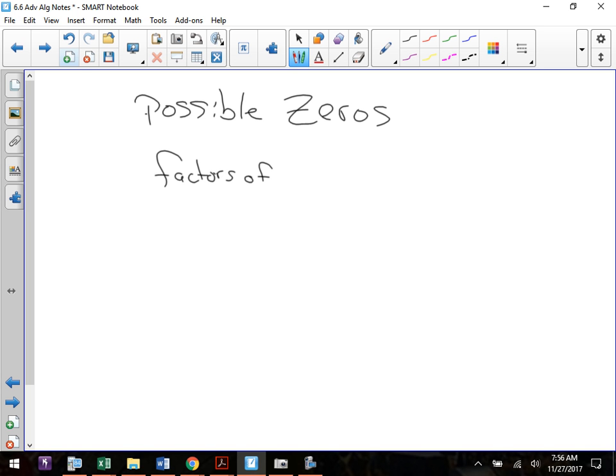Factors of the constant divided by factors of the leading coefficient.